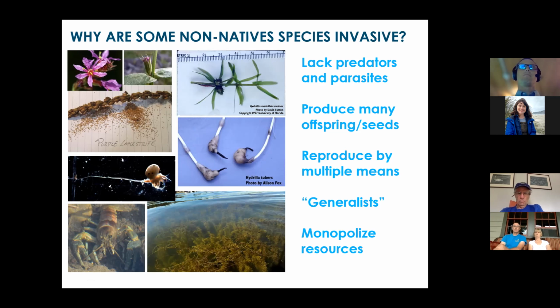We have a lot of invasive species in our area that are generalists, so they can handle any water temperature, any water chemistry, any soil chemistry, any light conditions, and that's not the same for a lot of native species. And because they can take advantage of all those resources, they can then monopolize resources and start to cause ecological and economic or social harm.